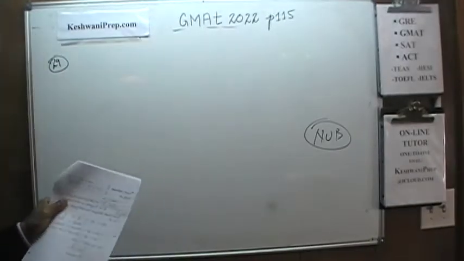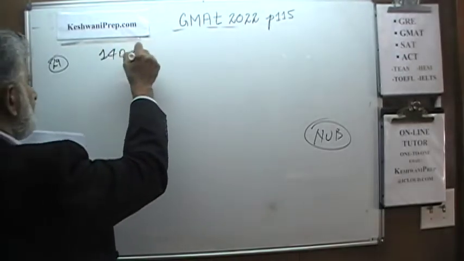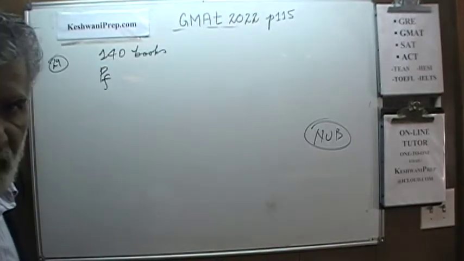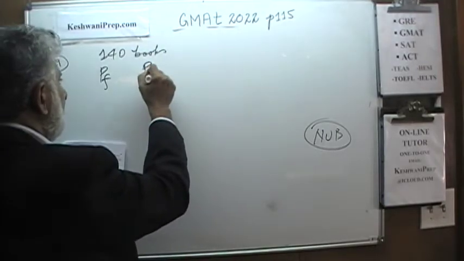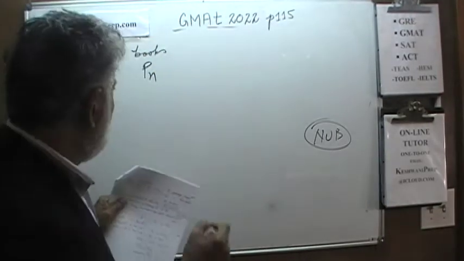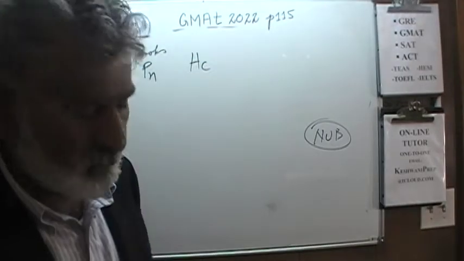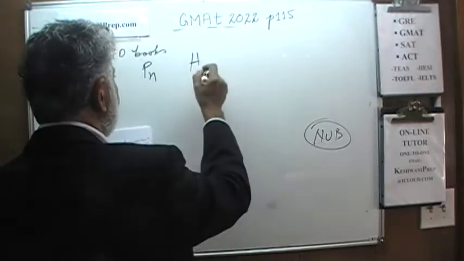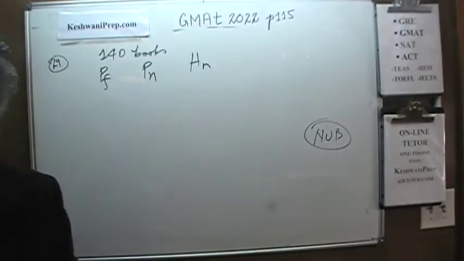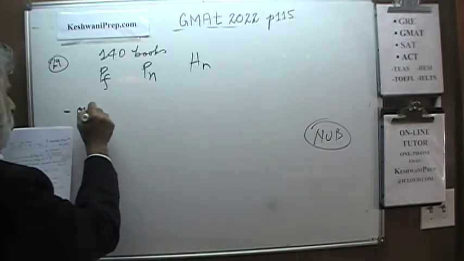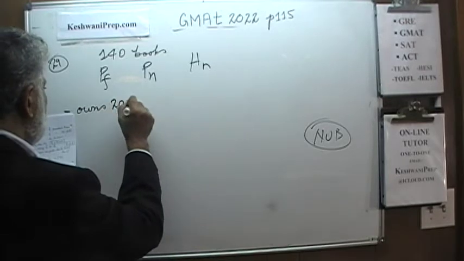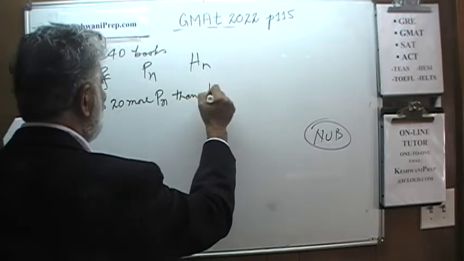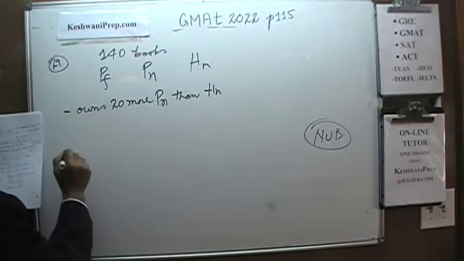We are told that we have 140 books. And we are told that we have 3 kinds of books. We have paperback fiction, paperback non-fiction, and hardcover non-fiction. That's the first thing we are told. We are further told that this guy owns 20 more paperback non-fiction than hardcover non-fiction.